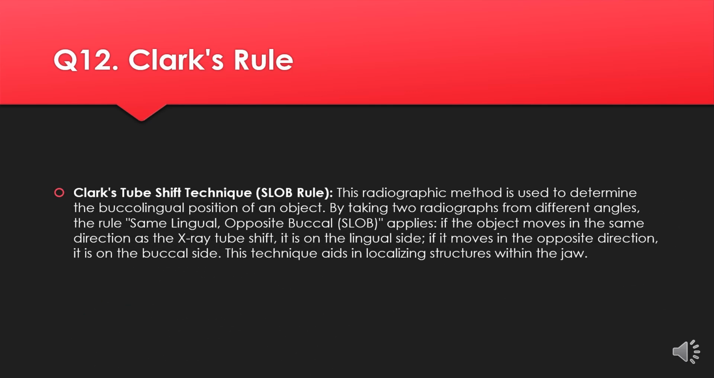Question is Clark's rule. Clark's tube shift technique, also called the SLOB technique. This radiographic method is used to determine the buccolingual position of an object by taking two radiographs from two different angles. The rule, same side lingual, opposite side buccal, applies. If the object moves in the same direction as the X-ray tube, it is on the lingual side. If it moves in the opposite direction, it is on the buccal side. This technique aids in localizing structures within the jaw.